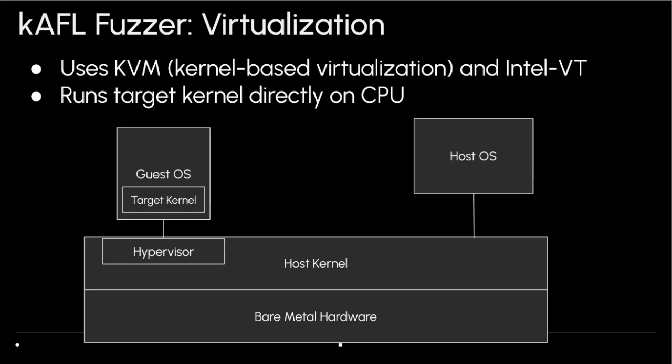A kernel panic inside the virtual machine is just an event that the hypervisor observes from the outside. The host machine keeps running, the fuzzer keeps running, and the VM gets reset to a clean slate.